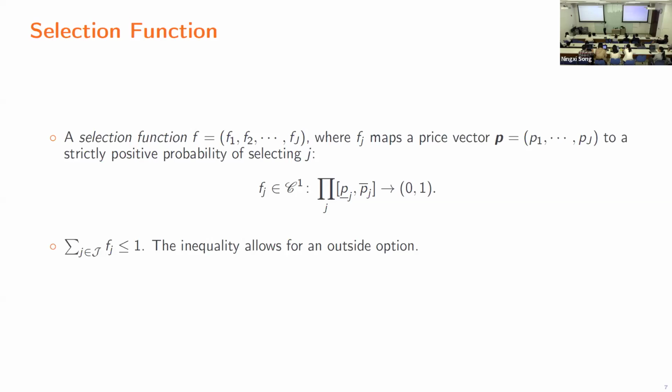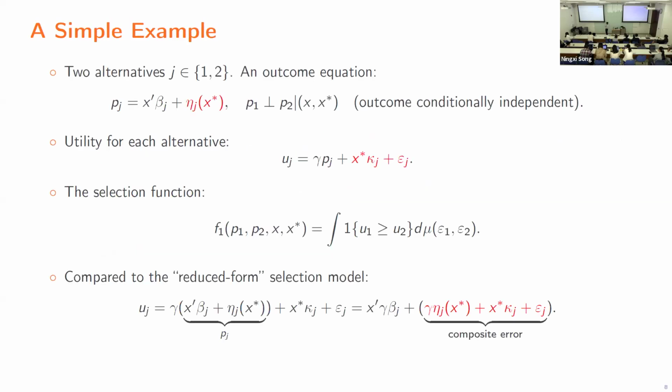This selection function is kind of an abstract way of modeling consumer behavior. I know it's not the very standard econometric way of capturing consumers' choice behavior, but let's connect to the more classic econometric approach. Here, for a simple illustrating example, let's consider two alternatives with an outcome equation. Here, the outcome is the price, the potential outcome is the offer price, and the selected outcome is the transaction price.